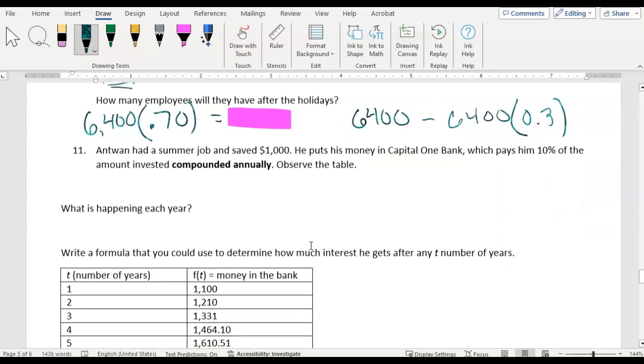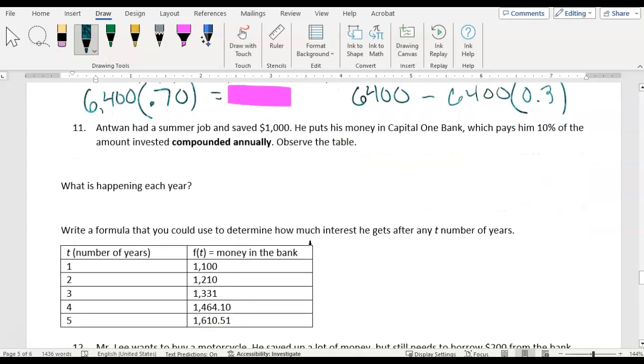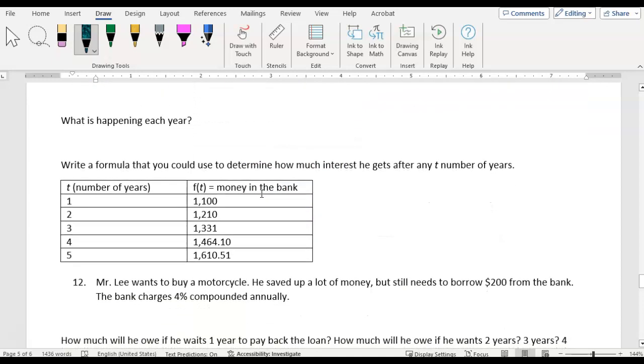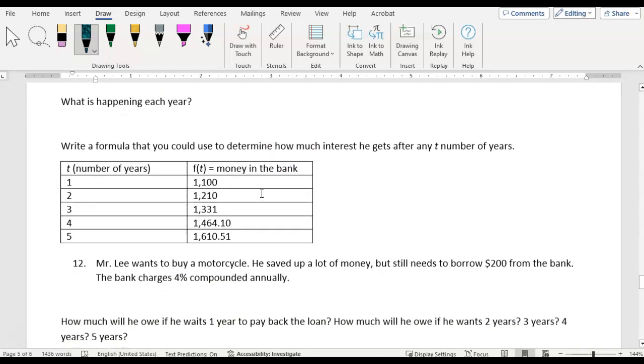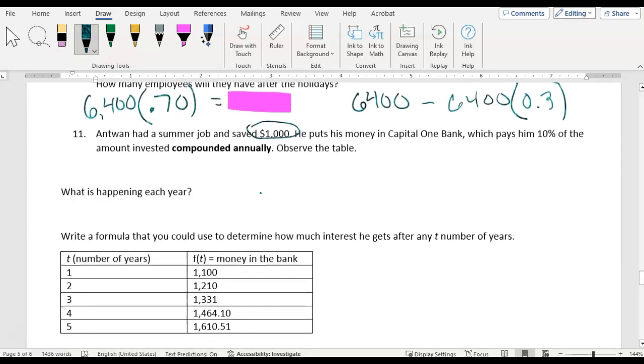Number 11. Antoine had a summer job and saved $1,000. He put his money in Capital One Bank, which pays him 10% of the amount invested compounded annually. That's a big percent. Observe the table, what is happening each year. So write a formula that you could use to determine how much interest he gets after any T number of years. So this is 10% of the amount invested compounded annually, meaning per year.